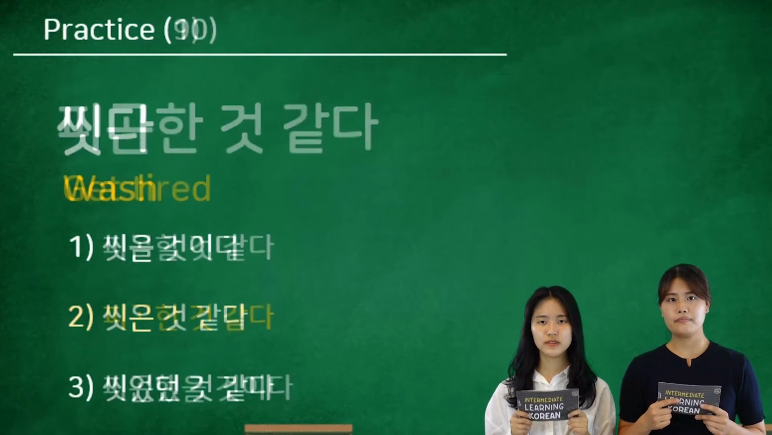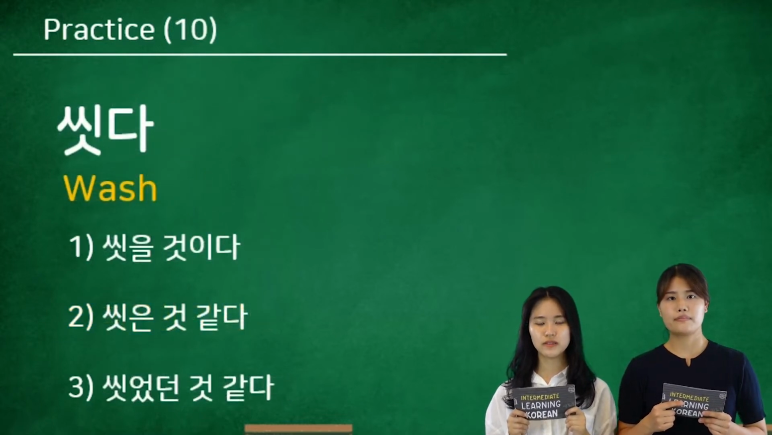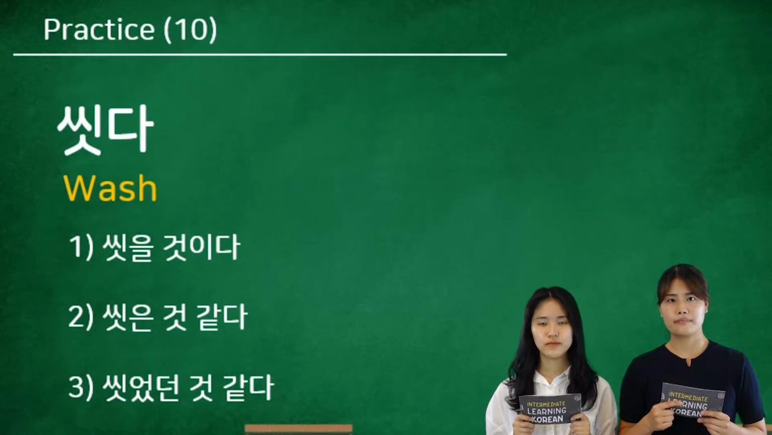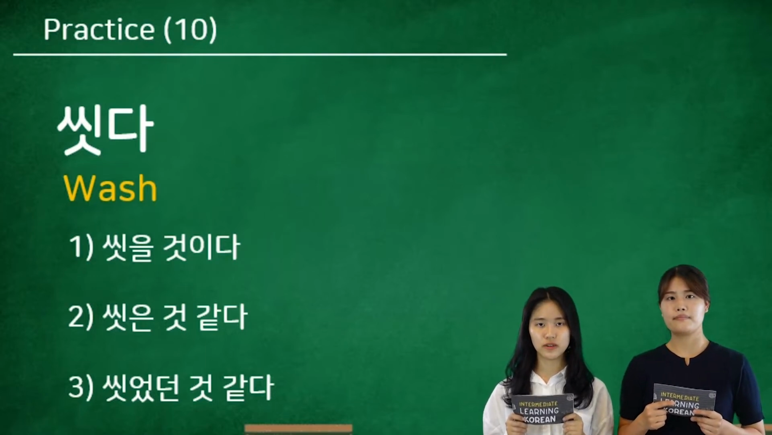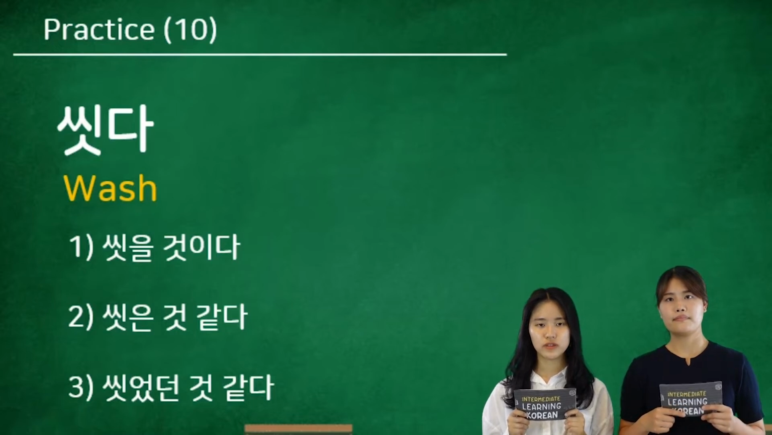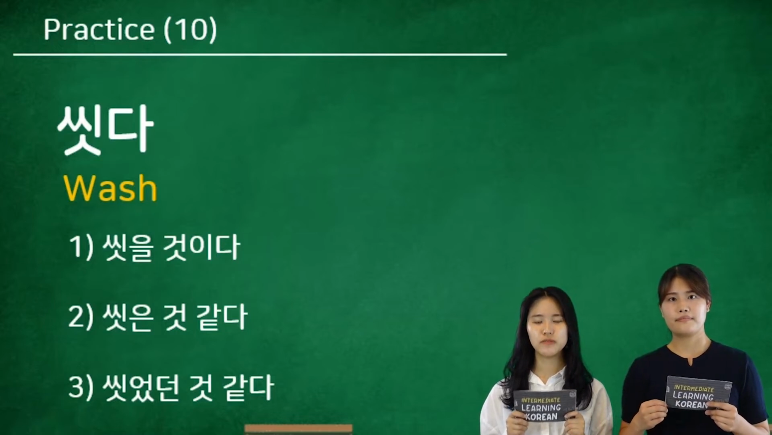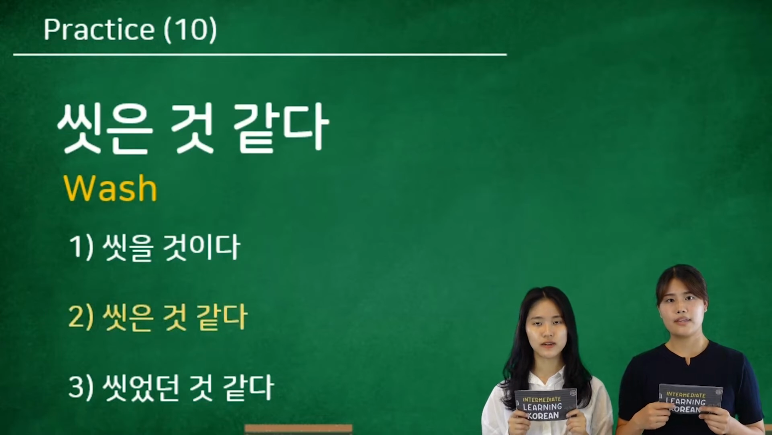Yes, next one, 씻다. How can you change 씻다? Yes, the answer is 씻은 것 같다. If you remove 다 from the verb 씻다, there is a final consonant. So we can use 은 것 같다. Then it becomes 씻은 것 같다.